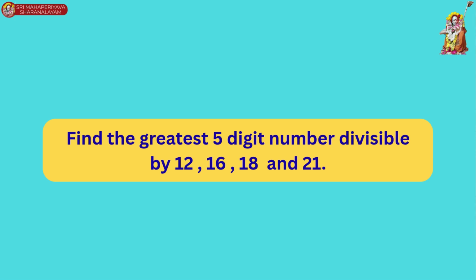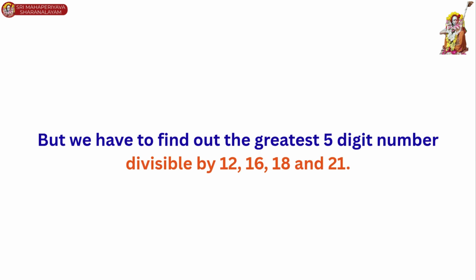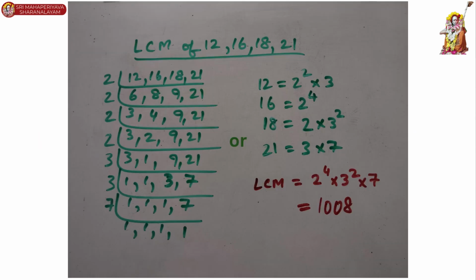Now try to work out a similar question. Find the greatest 5-digit number divisible by 12, 16, 18 and 21. Now, the greatest 5-digit number is 99,999. But we have to find out the greatest 5-digit number divisible by 12, 16, 18 and 21. So we first find out the LCM of 12, 16, 18 and 21, which is 1008.